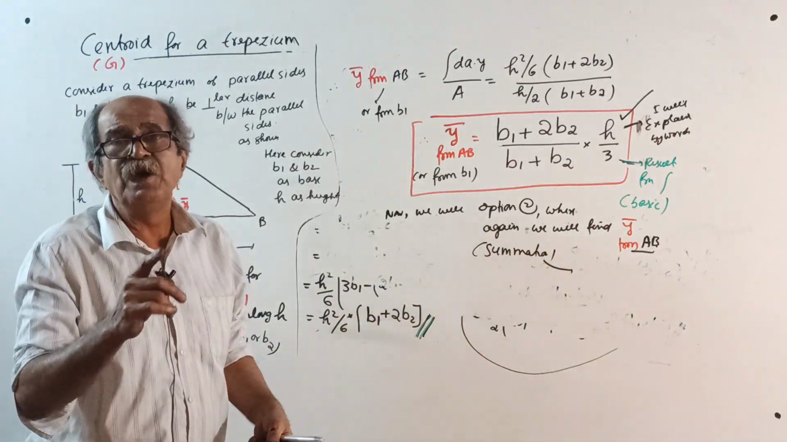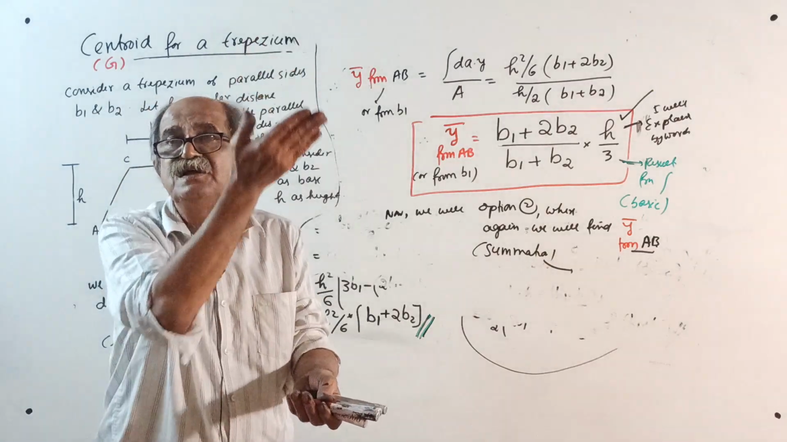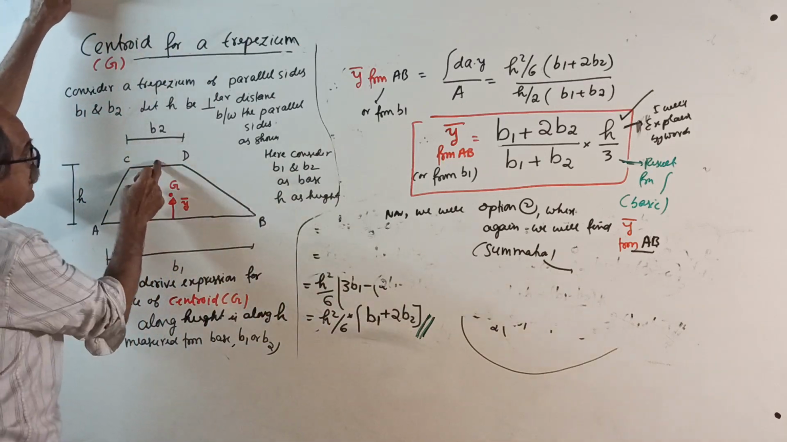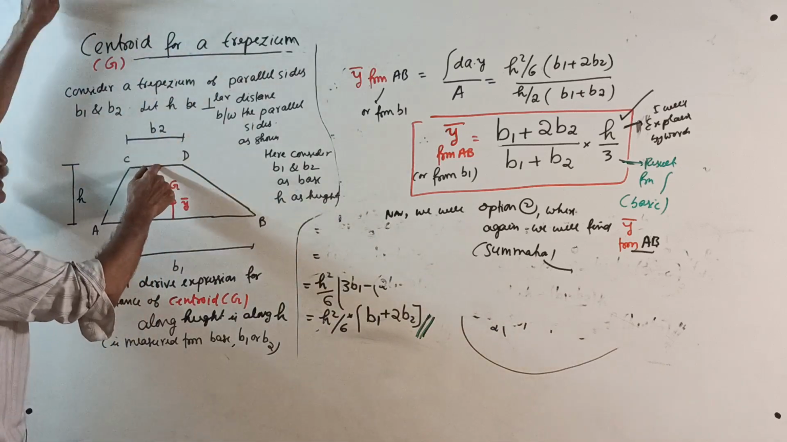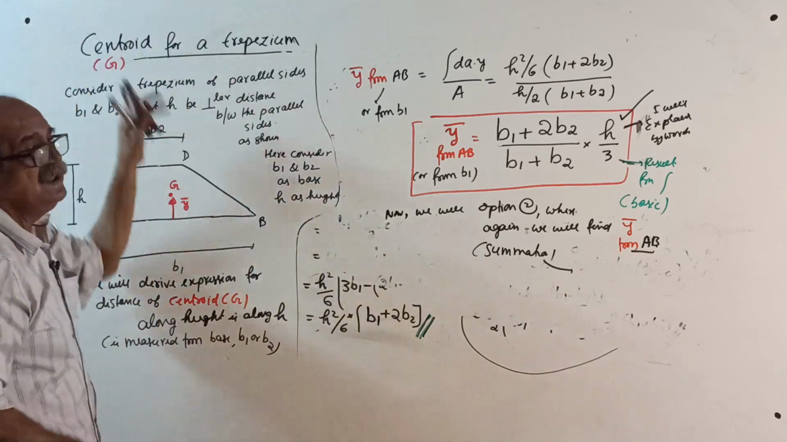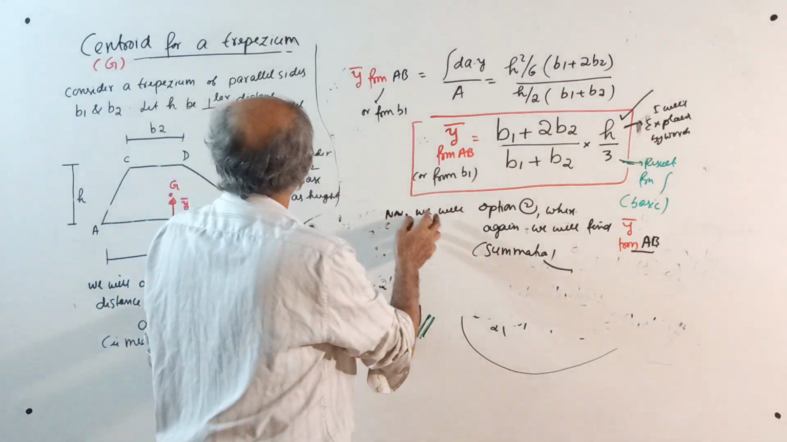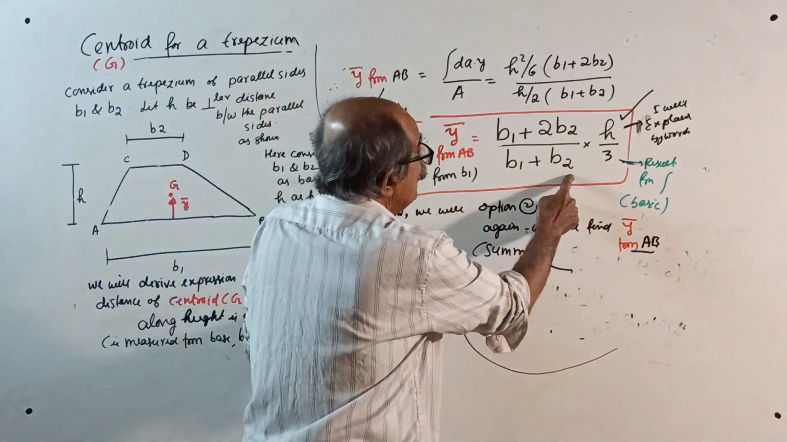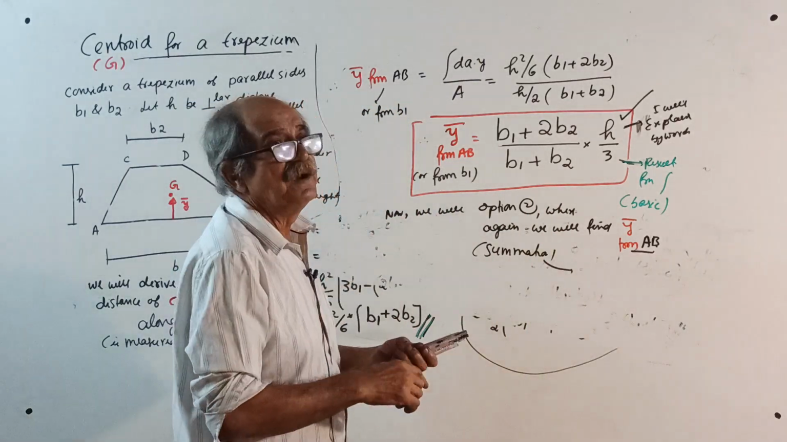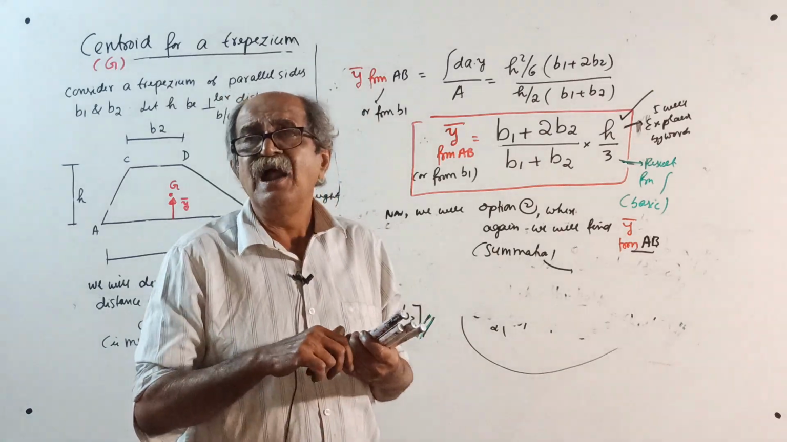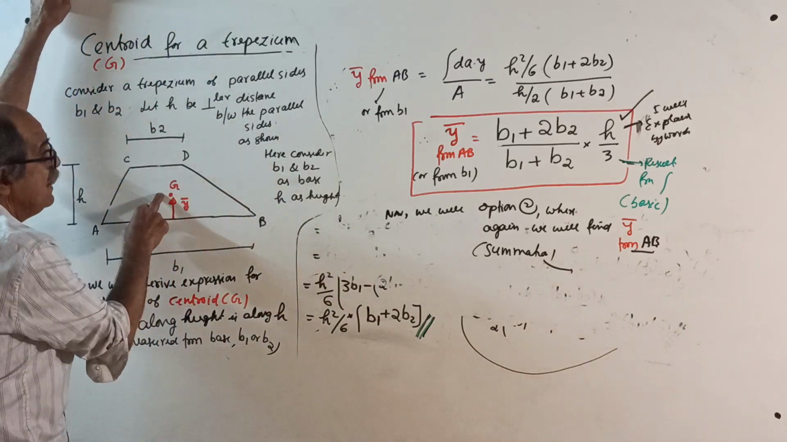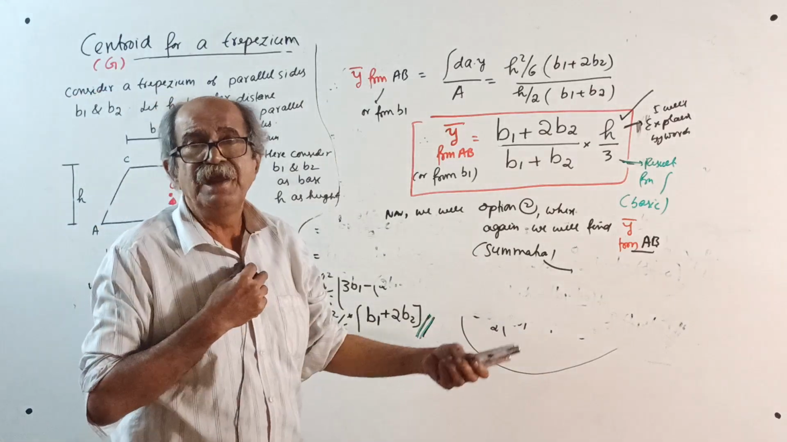Our standard formula is always along the height. So if you want from here, it is (B1 plus 2B2) by (B1 plus B2) into h by 3. Suppose from here if you want, it is (B2 plus 2B1) divided by (B2 plus B1) into h by 3. What I will do is, I will get the same y bar from summation theory. Now for both by integration principle and also by summation, we got y bar from here. Now if you want y bar from there, I will tell you after I complete the second option.